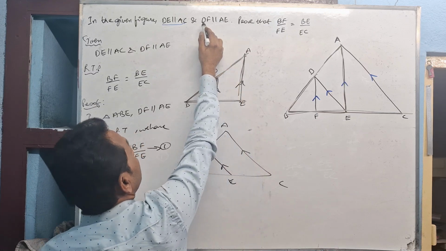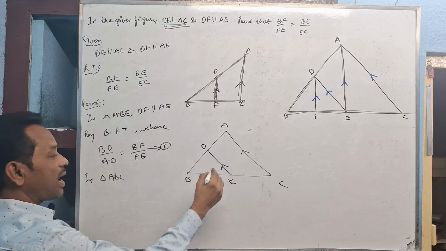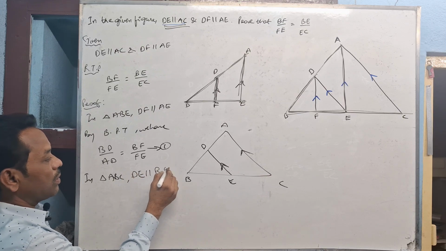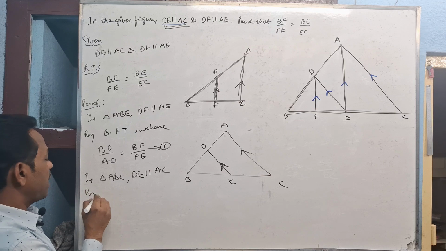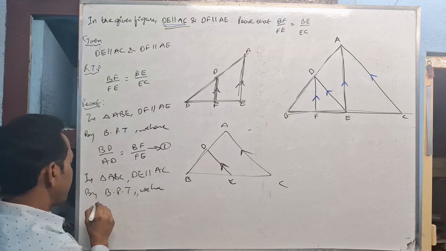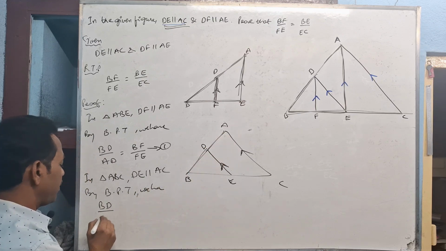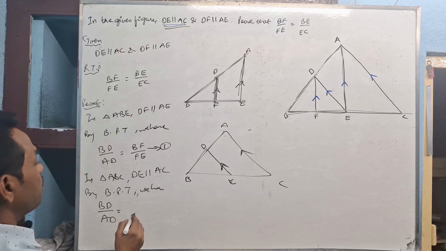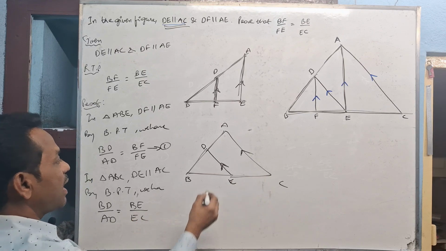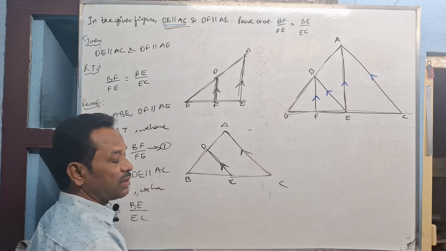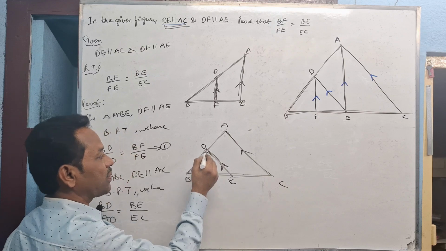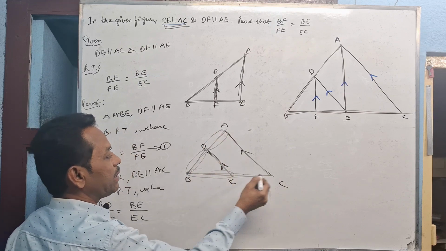DE is parallel to AC. Given DE parallel to AC, we can use BPT. By BPT we have BD by AD equal to BE by EC. As this line is parallel to this side, this line divides the other two sides in the same ratio. In a sense, BD by AD equal to BE by EC.